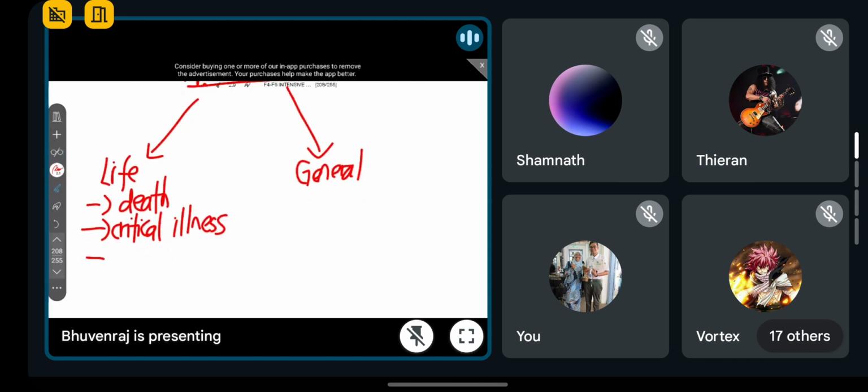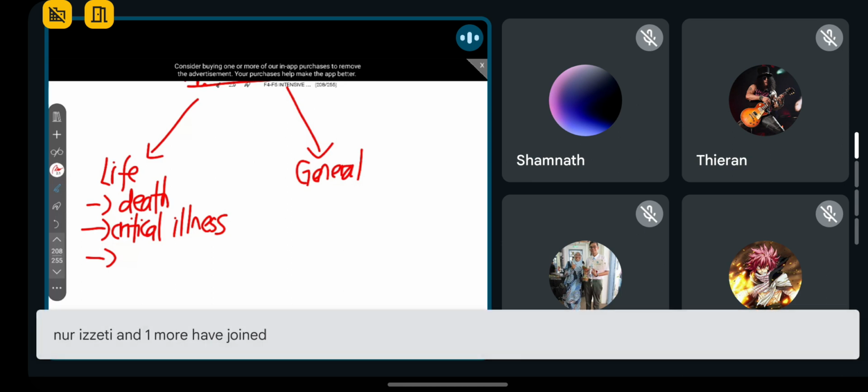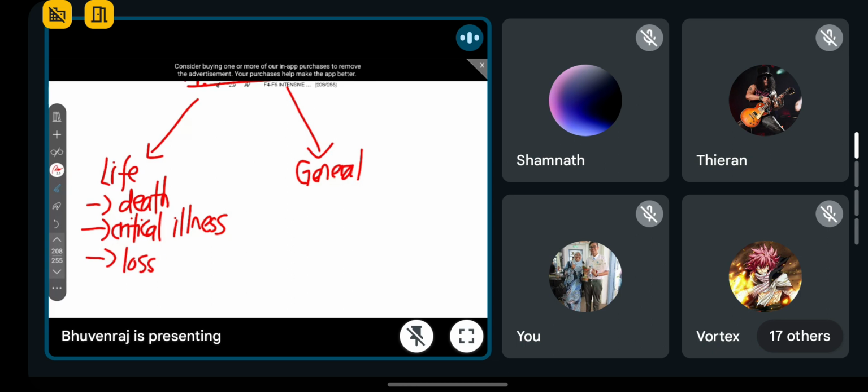Jika kita bincang pasal hidup tu akan berkaitan dengan kematian, sakit teruk dan juga kehilangan keupayaan, loss of ability. Okay, these are the three major components in life insurance. Tiga komponen paling utama. Okay, sometimes they can ask also, so just be prepared lah for objective question.